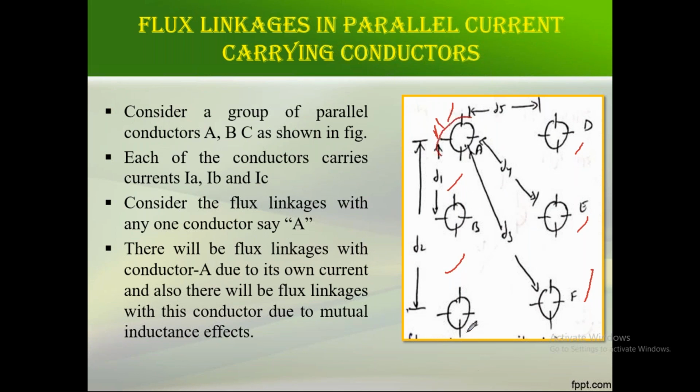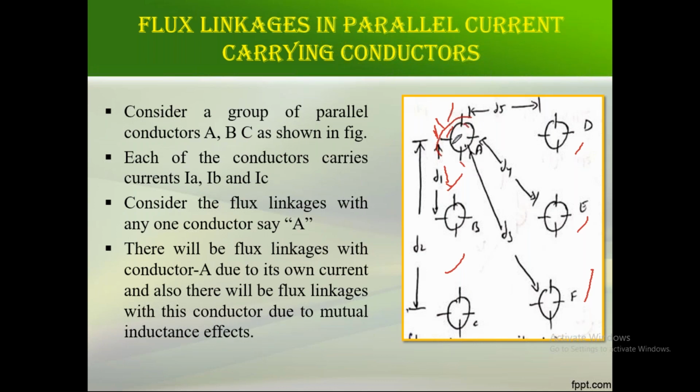In A, B, C the currents IA, IB, IC are flowing. Due to the current IA, conductor A generates flux, and that flux flows like this. Similarly, due to the current IB, conductor B generates flux, and due to the current IC, conductor C generates flux. We need to see how these fluxes link with the flux generated by A. There will be flux linkages with conductor A due to its own current, and also flux linkages with the conductors due to the mutual inductance effect.